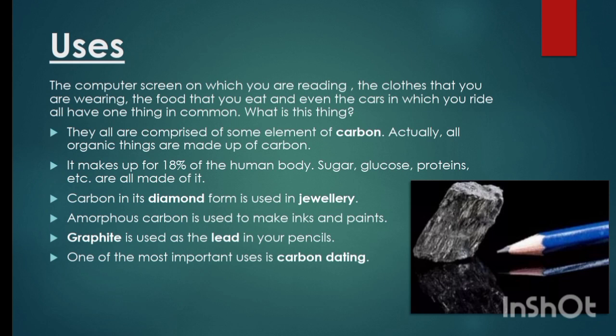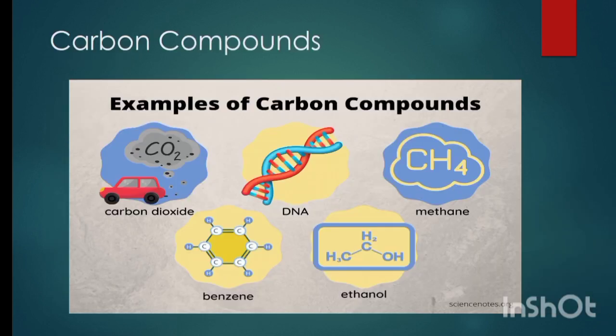Carbon in its diamond form is used in jewelry. Amorphous carbon is used for making inks and paints. Graphite is used as the lead in your pencils. One of the most important uses is carbon dating. Here is an example of some compounds of carbon. Our DNA also contains carbon.